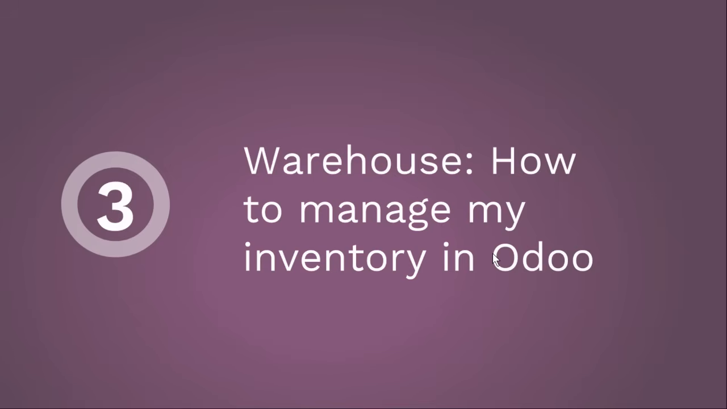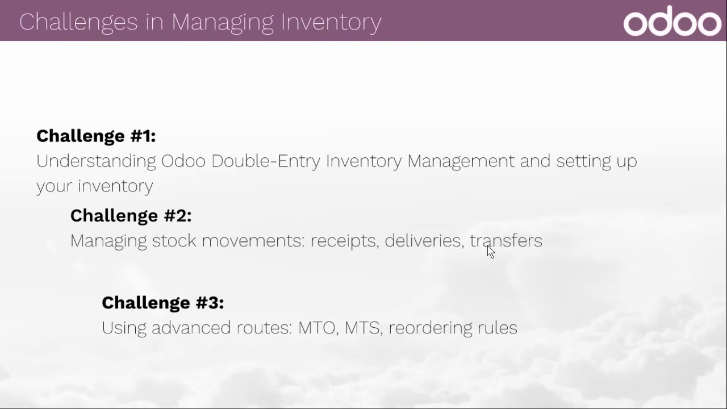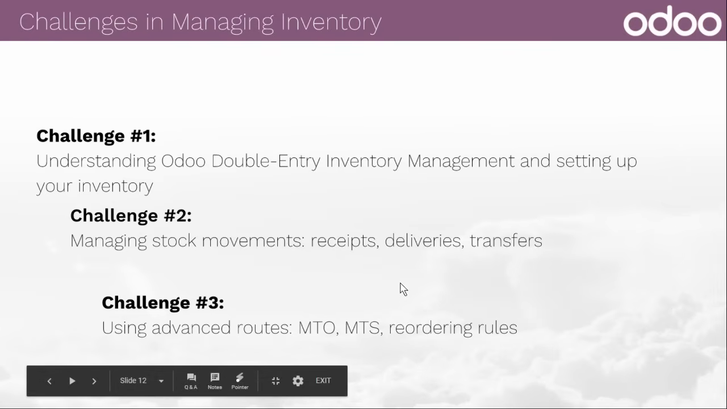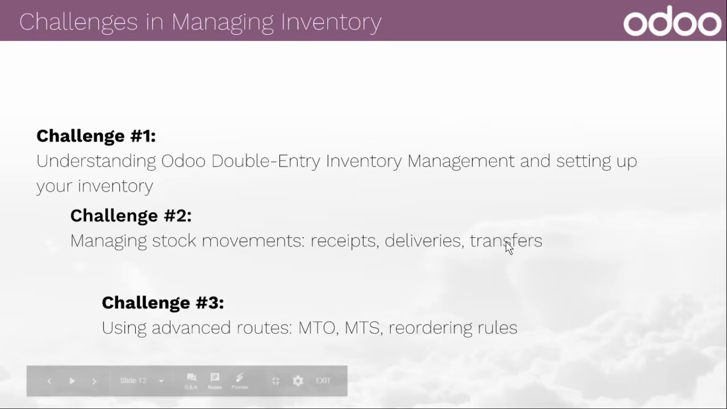So the topic of the day, the warehouse, how to manage my inventory in Odoo. So we're going to cover 3 different challenges. The first one is going to be understanding the Odoo double entry inventory management and setting up your inventory. The second part, I will show you how you can manage your stock movement, so receipt with the purchase module, delivery together with the sales module, and how we can manage intercompany or inter-warehouse transfers. And then we'll go through some advanced routes, so make to order, make to stock, and reordering rule.